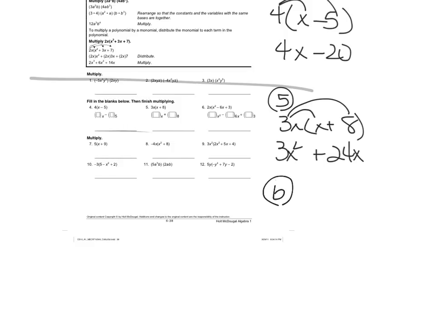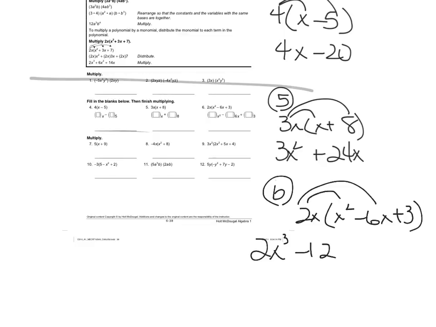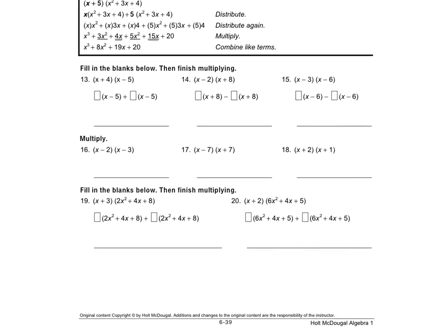Okay, now I've got 3 numbers, but I'm still just distributing. So 2x, x squared minus 6x plus 3. I'm going to distribute first the 2x to the x squared. And then the 12, now it becomes 12x squared. And then the last one becomes 6x. Okay. The next one, this is FOIL, but if you don't like to FOIL, just distribute.